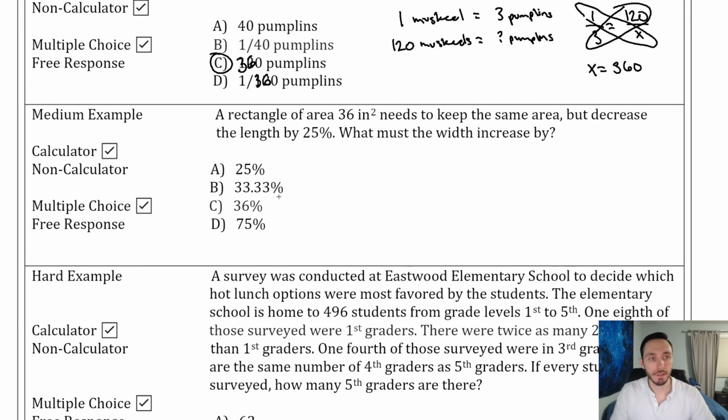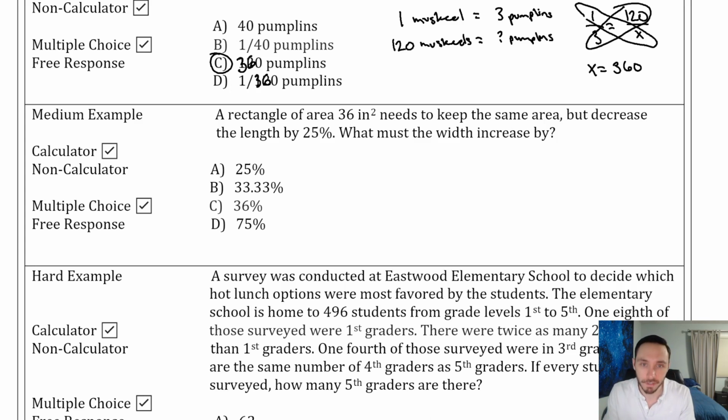Okay, this one is a fun one. So we have a calculator active and it's multiple choice. A rectangle has an area of 36 inches squared. It needs to keep the same area, but decrease the length by 25%. What must the width increase by? Oh man, this feels like a headache of a problem. Especially, imagine you're on the 5th hour of the exam and it's the calculator portion, so that actually comes last.